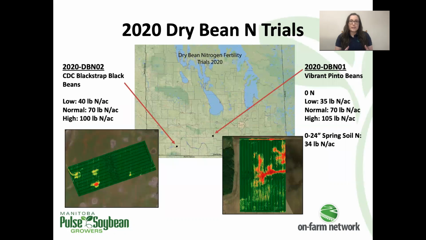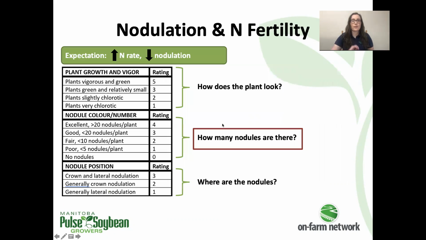So this 2020 growing season, we had two dry bean nitrogen trials, one investigating 40, 70, and 100 pounds of nitrogen per acre applied as urea in black beans. That was in Western Manitoba. And we had another one investigating 35, 70, and 105 pounds of nitrogen per acre, also as urea, in pinto beans. That trial, which was located in Central Manitoba, also included zero nitrogen check strips.